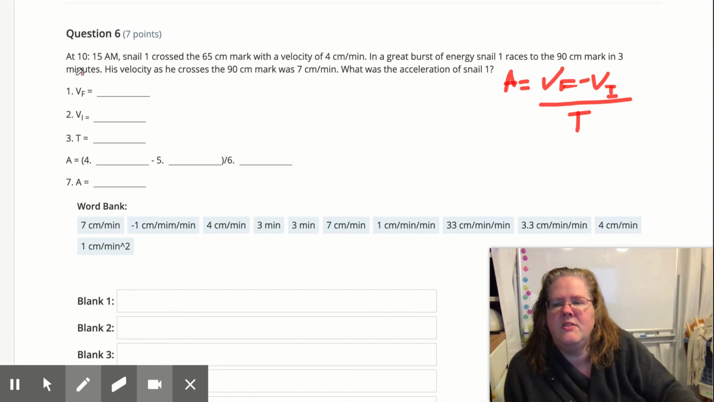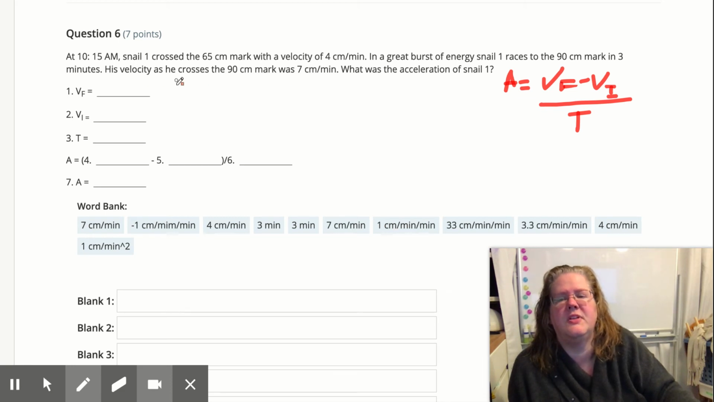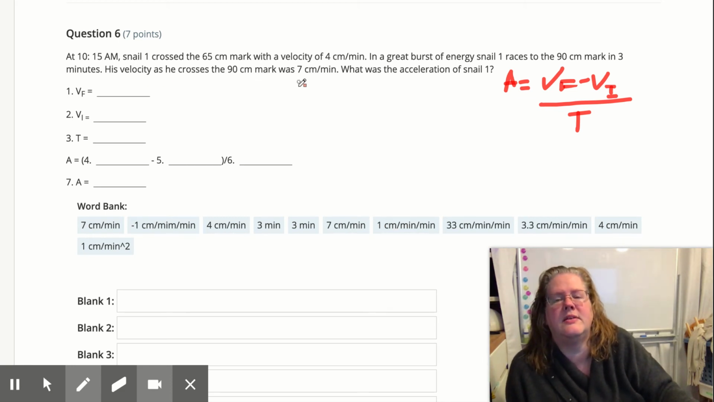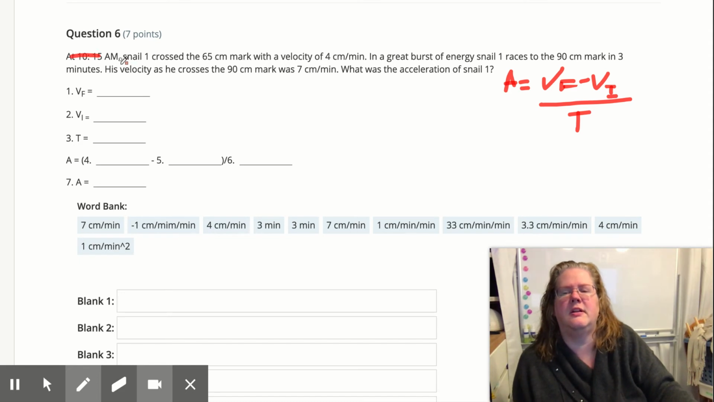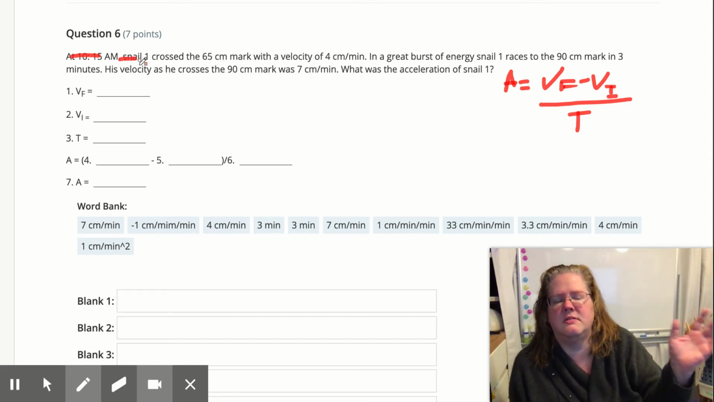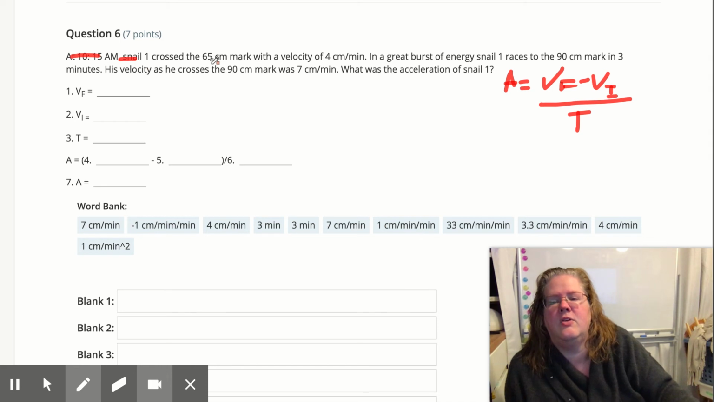So let's see. At 10:15 a.m., snail 1 crossed the 65 centimeter mark with a velocity of 4 centimeters per minute. In a great burst of energy, snail 1 raced to the 90 centimeter mark in 3 minutes. His velocity as he crossed the 90 centimeter mark was 7 centimeters per minute. Okay, first of all, this is nice to know that it's 10:15. It's when they started, and I don't really care that it's snail 1 because we're just dealing with snail 1.